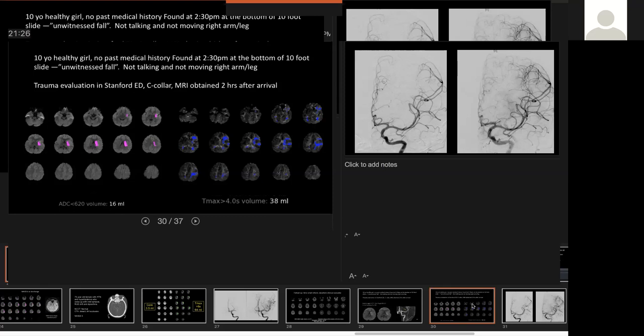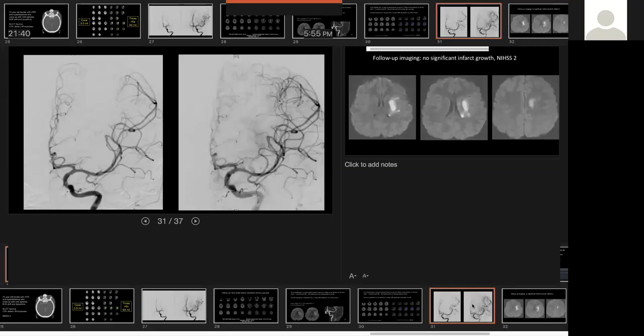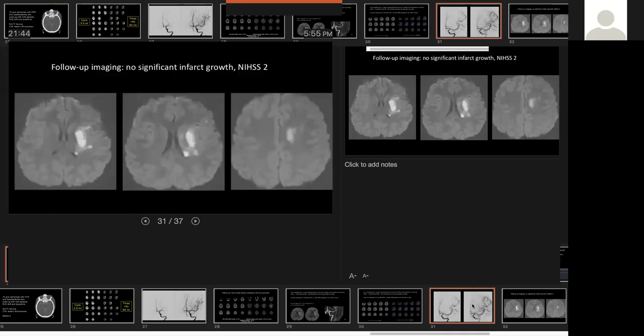So that's one of the important things we'll be looking at in PETITE. So here you can see she doesn't have a mismatch using the adult criteria, but using our children's criteria, she does have a mismatch, and she still has a significant clinical deficit. So we took her to the cath lab and had a nice recanalization of that large M2.